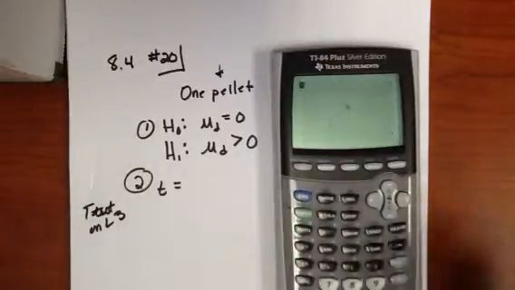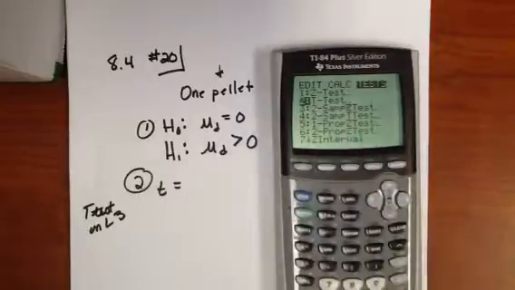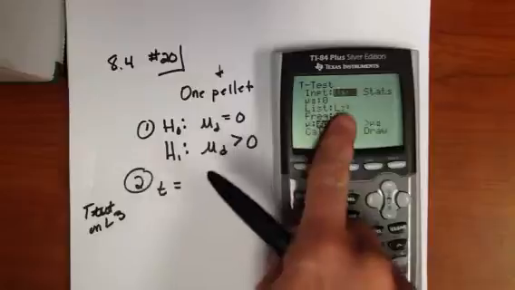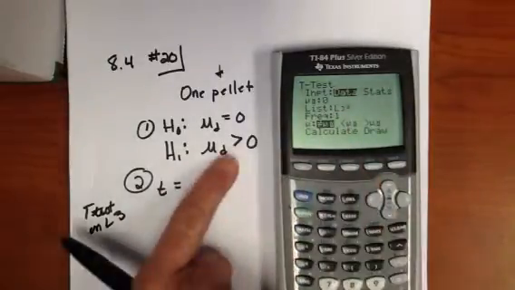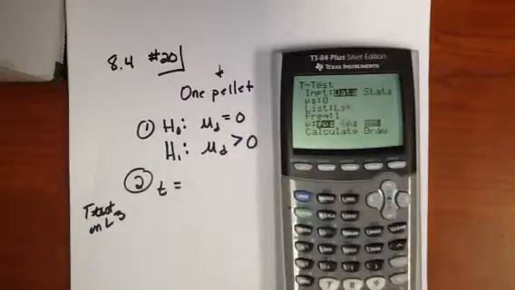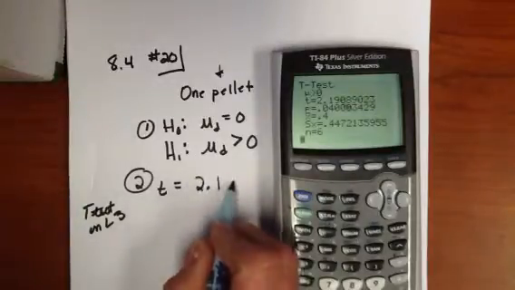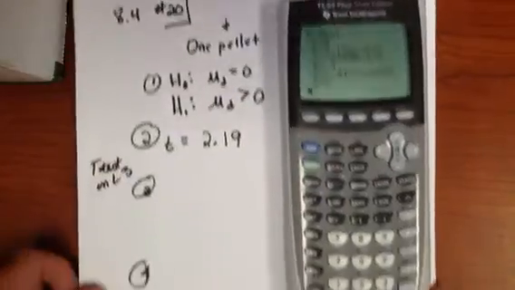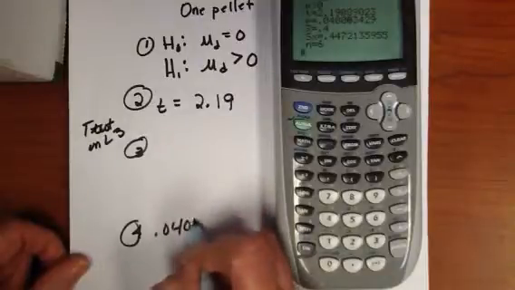So I do second quiz, stat, test, t-test. Choose data. My mu naught's always 0. I'm always on L3 on these. This time my alternative is greater than. And calculate. So my t-test statistic is 2.19. Go ahead and write down my p-value while I'm at it. 0.0400.